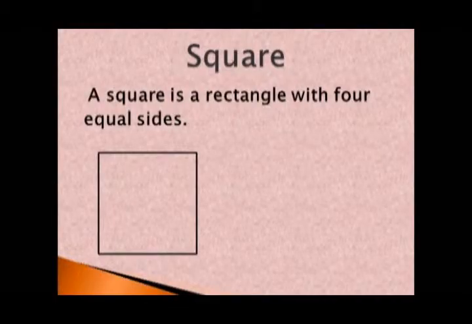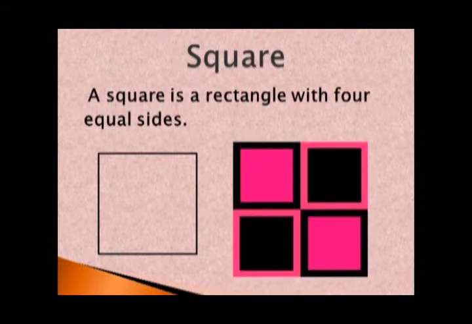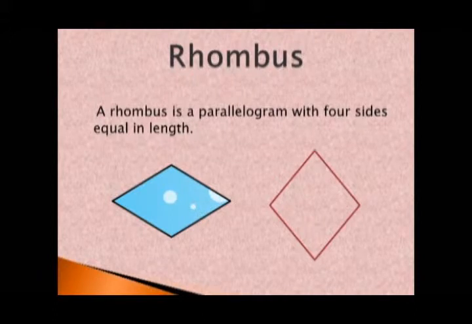We will now be looking at what is a square. A square is a rectangle with 4 equal sides. How many right angles do you think we can get from this square? Here we have highlighted also some other squares. Now we're going to look at what is a rhombus. A rhombus is a parallelogram with 4 sides equal in length.